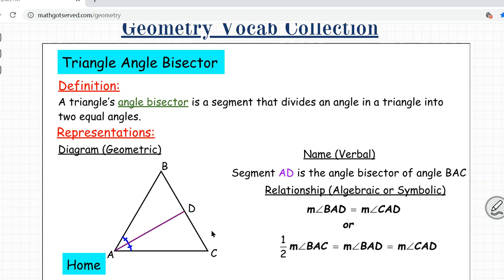So take a look at triangle ABC here. If you notice, segment AD is a bisector. What does that mean? This segment right here divides angle BAC into 2 equal angles. So if we want to express a relationship as a result of this bisector, we can say that angle BAD, this angle right here, is equal to angle CAD. Or half of BAC, the entire angle that's been bisected, is equal to either BAD or CAD. So that's basically what an angle bisector is.